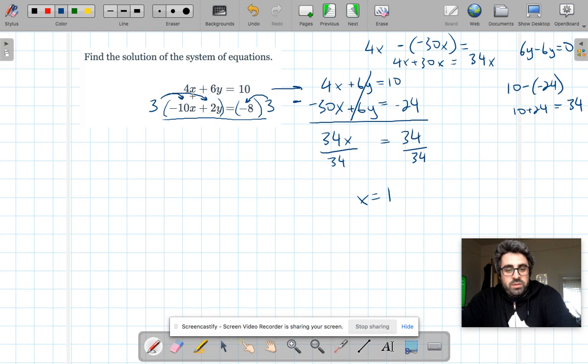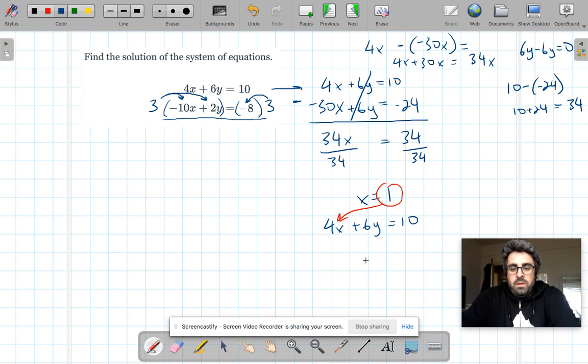The solution to a system is always a coordinate pair. So I'm going to plug in x to either one of the original equations. It doesn't matter which one. I'm going to choose the first one because I don't like dealing with negative numbers. So I see two negative numbers here, so I'm going to choose the one with all positive numbers. And I'm just going to plug in this 1 because x equals 1. I'm going to plug it in here where I see x. So it'd be 4 times 1 plus 6y equals 10.